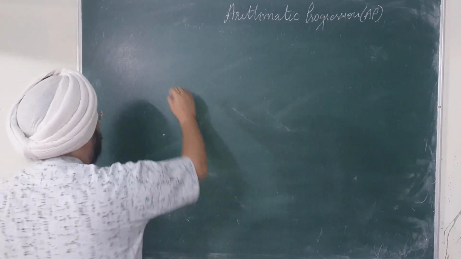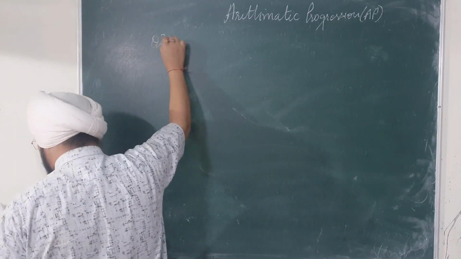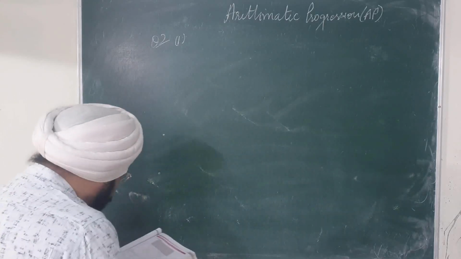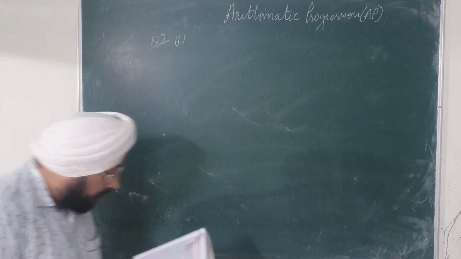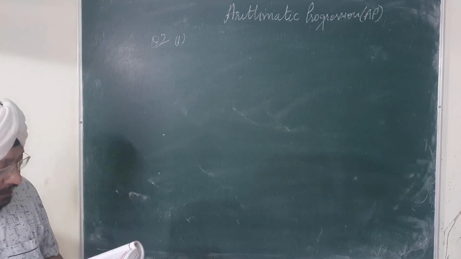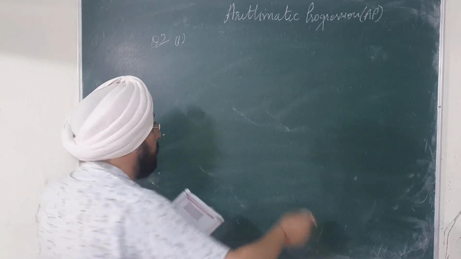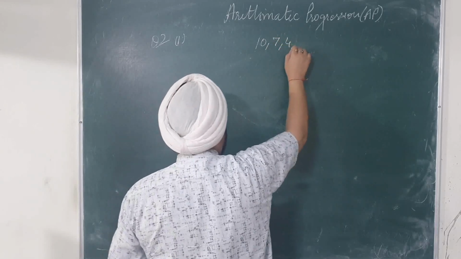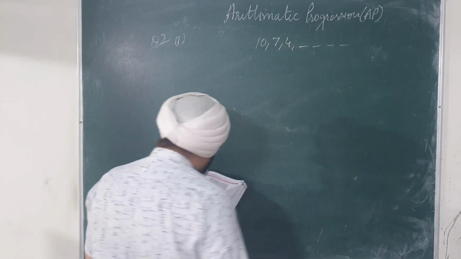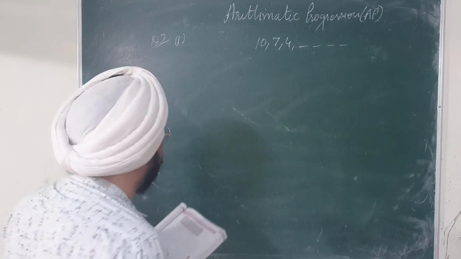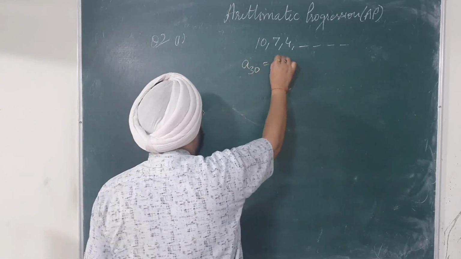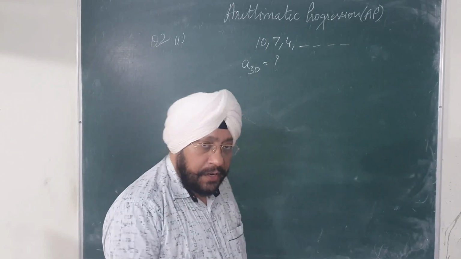Now let's see question number 2, part 1. The question is: choose the correct choice in the following and justify. Find the 30th term of the AP. So what is given to us? We are given the AP 10, 7, 4 and so on, and we have to find the 30th term, that means a30.